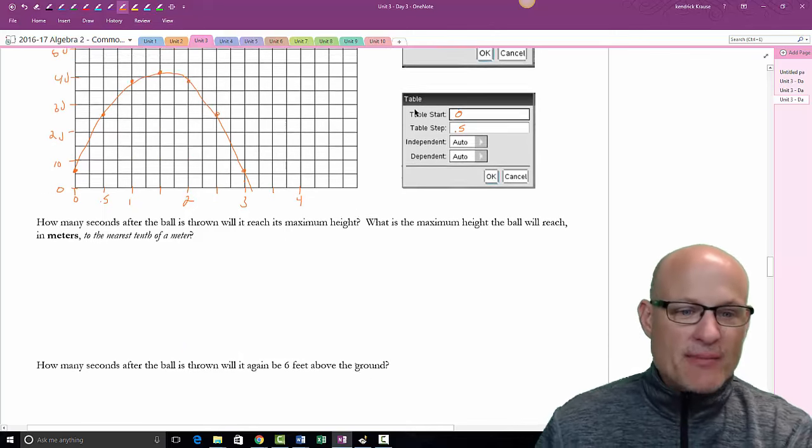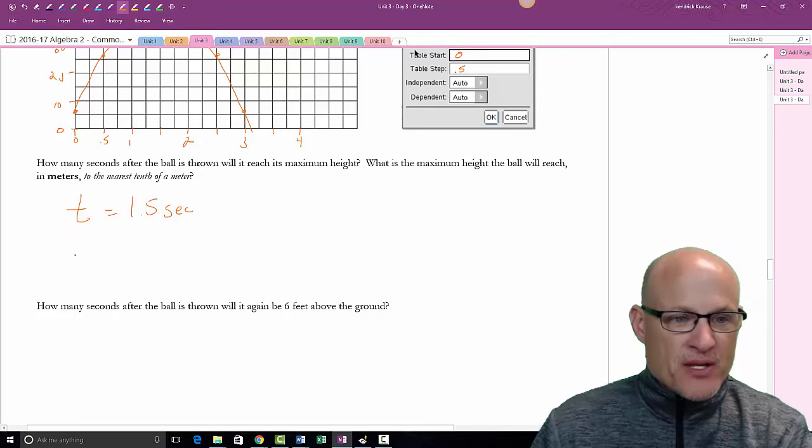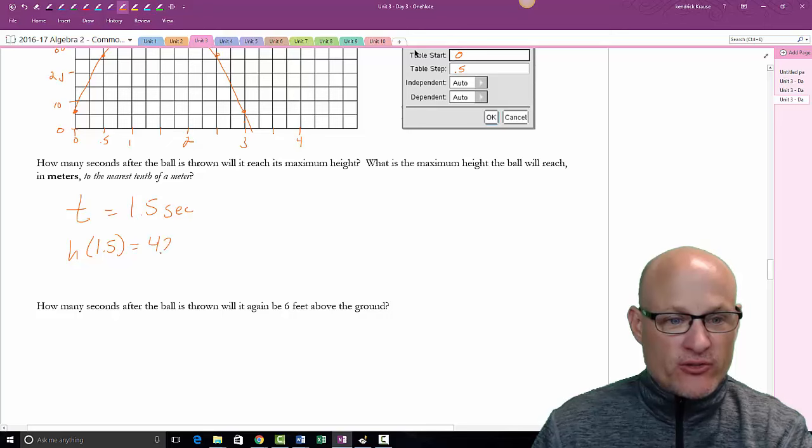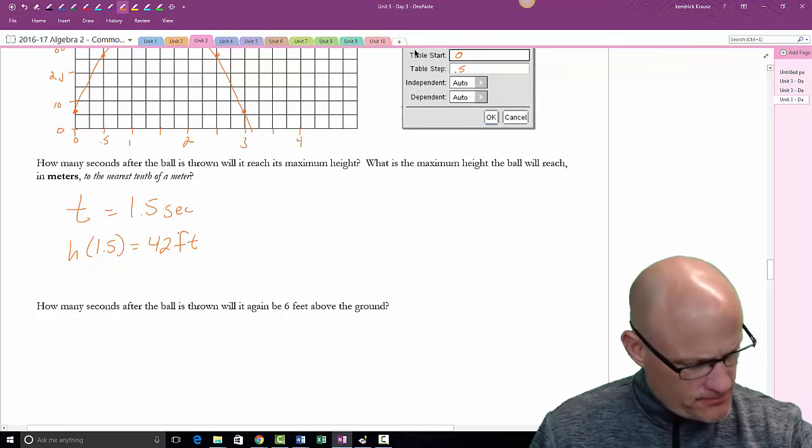All right. After how many seconds will the ball reach its maximum height? T equals 1.5 seconds. To the nearest tenth of a meter, the h of 1.5 will equal 42 feet.